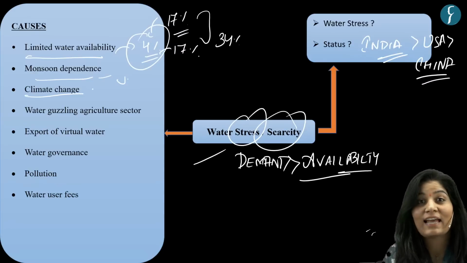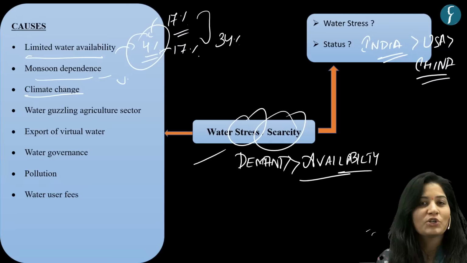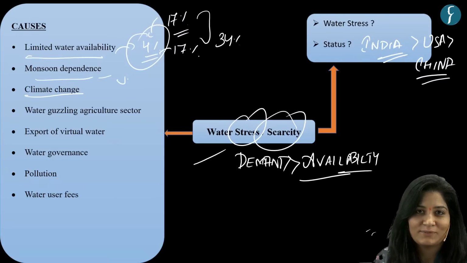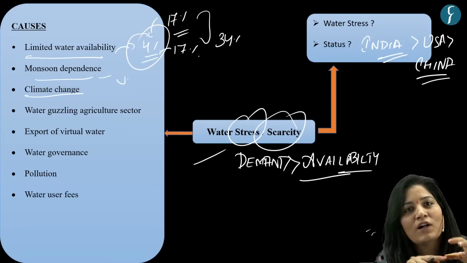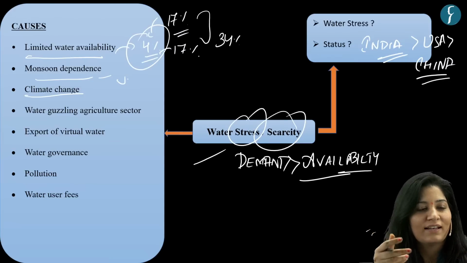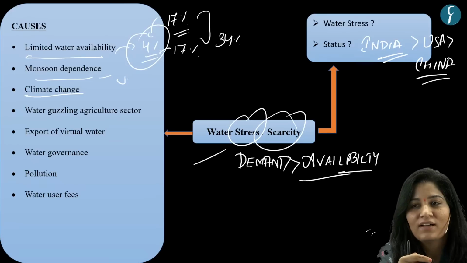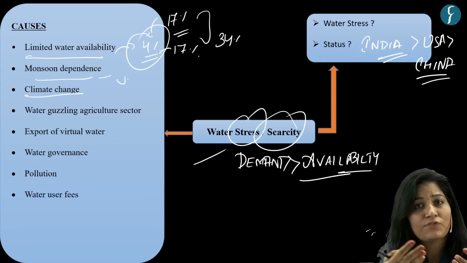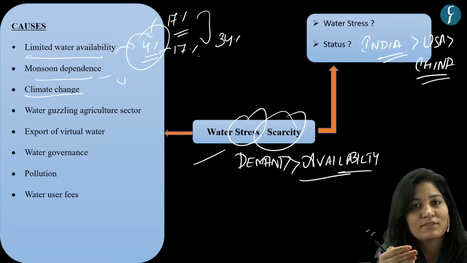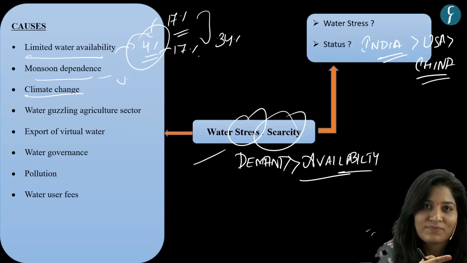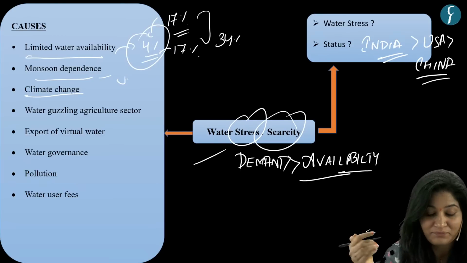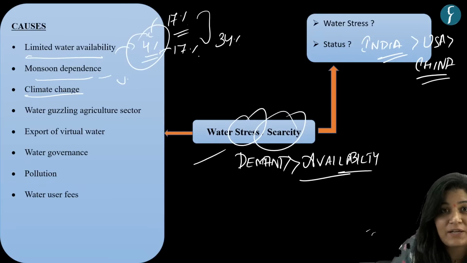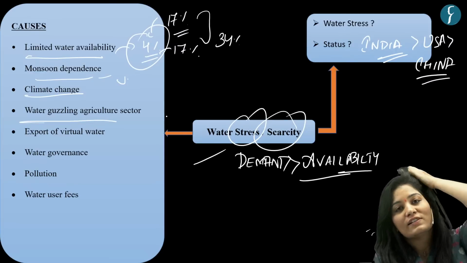Then next is climate change. Now everyone is well aware of this factor. Okay. Climate change involves a complexity around water, like it will change intensity, discharge of river water, all because of climate change. You know the impact of global warming on precipitation or intensity. Then very next is a very important factor or cause, that is the water guzzling agricultural sector.